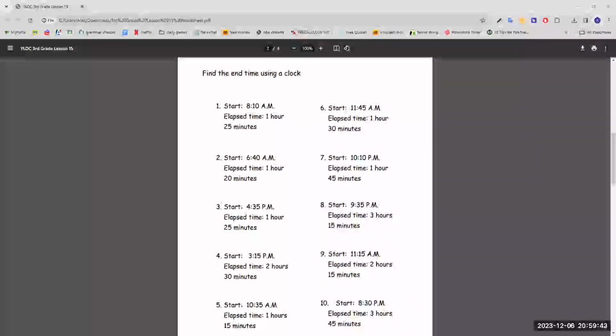Number 7. The start time is 10:10 p.m. and the elapsed time is 1 hour and 45 minutes. So 10 minutes plus 45 minutes, that's 55 minutes. And 10 hours plus 1 hour is 11:55 p.m.